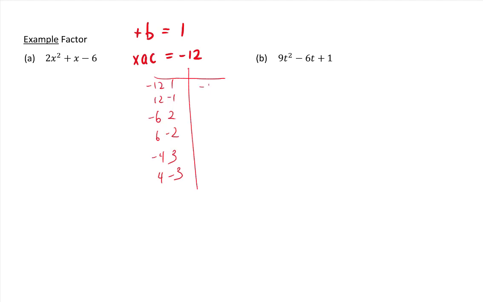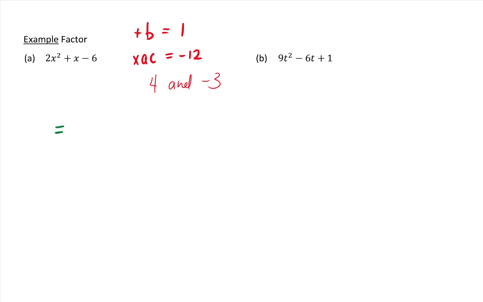If we add these up, we have negative 11, 12 plus negative 1 is 11, negative 6 plus 2 is negative 4, positive 4, negative 1, 1. That's the one we're looking for. And eventually you won't have to go through them all. You'll be able to pick these numbers off quickly. So our magic numbers here are going to be 4 and negative 3. 4 times negative 3 equals negative 12, and 4 plus negative 3 equals positive 1. The two values that we're looking for.